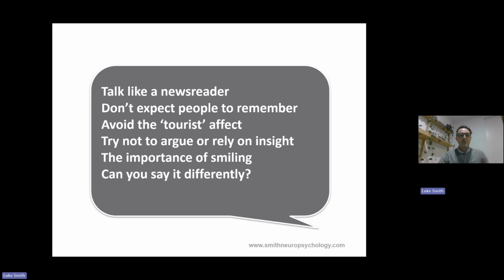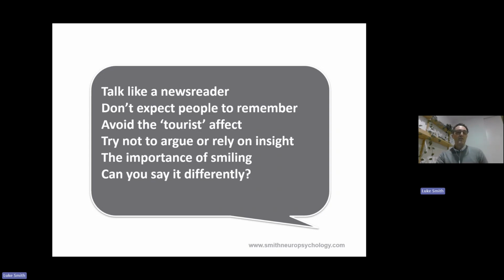I don't know if you've watched the news much lately, but newsreaders don't talk like us. Newsreaders are trained when they speak to people to slow down and to leave longer pauses between what they say, because they're communicating with a wide audience of different language backgrounds, different thinking backgrounds. So a newsreader might talk like this. Today, Luke did a talk on dementia. You'll notice there that I'm leaving longer gaps between what I'm saying and I'm slowing down a little bit.